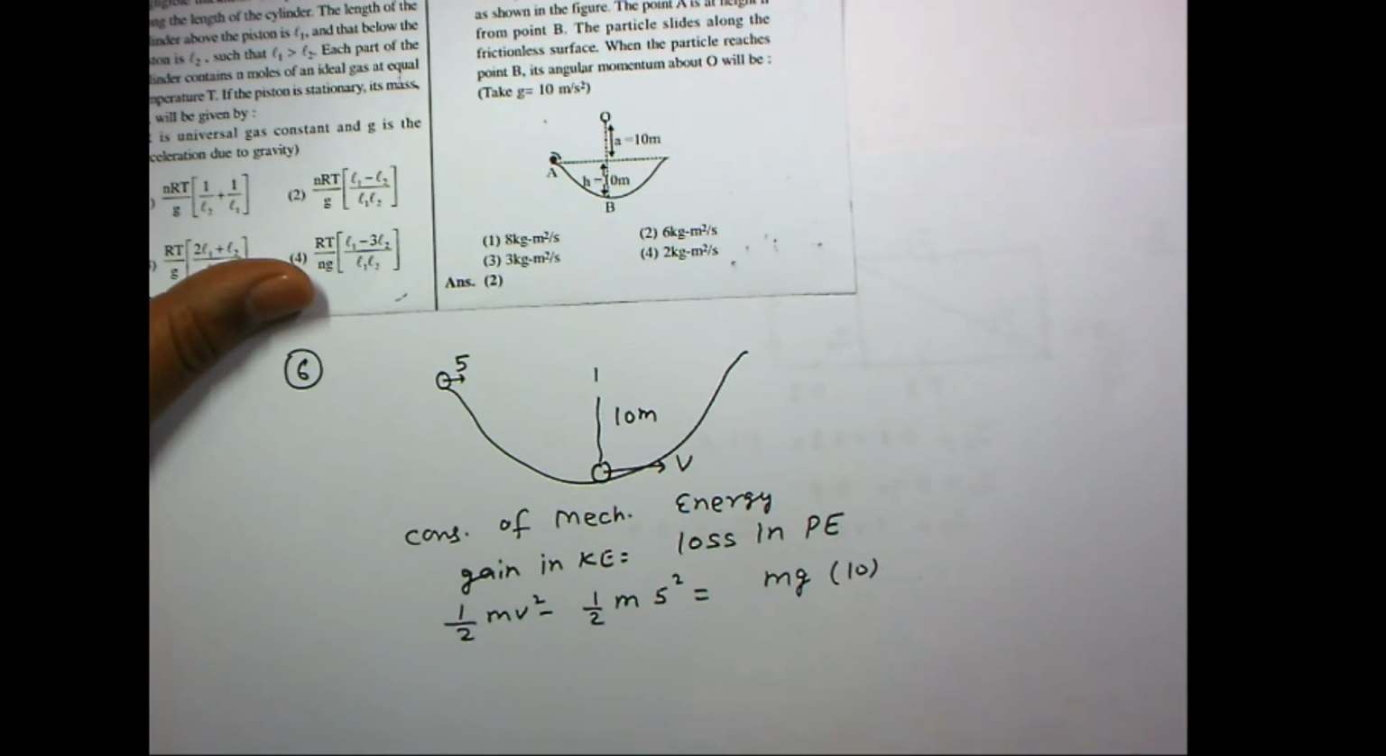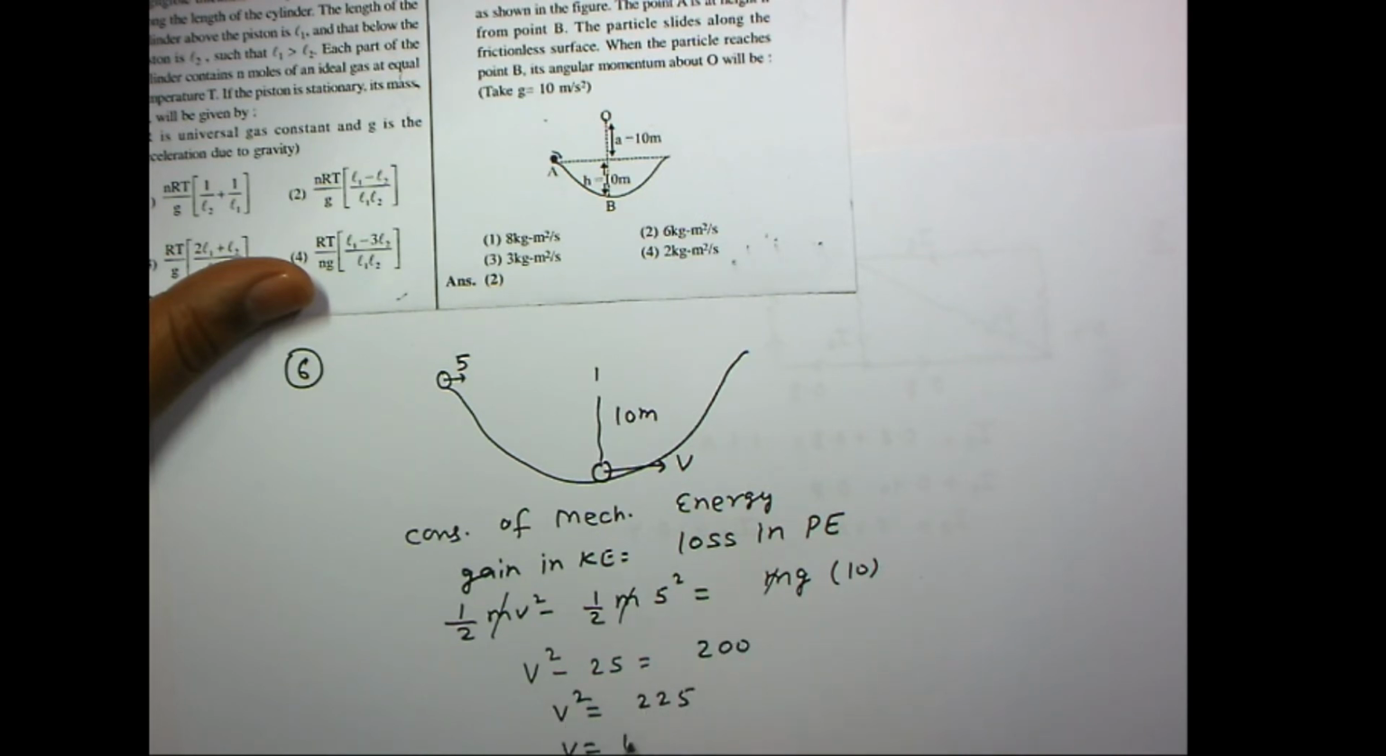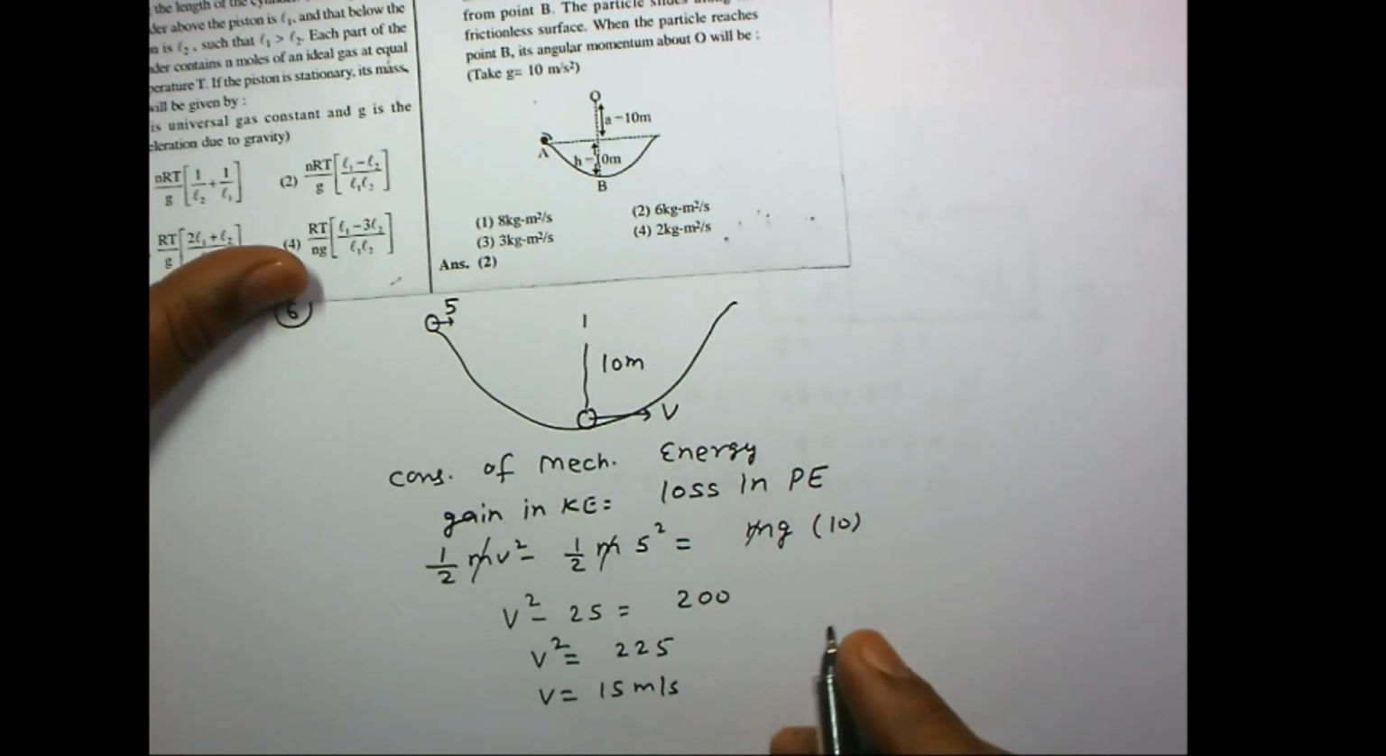So it is 10. We can find the velocity from this equation. This m will get cancelled. V squared minus 25, 2 को इधर मल्टीप्लाई कर देते हैं, so this is 200, this is 100, and it will give 200. V squared is 225 and V will be 15 meter per second. Now V is 15 meter per second.